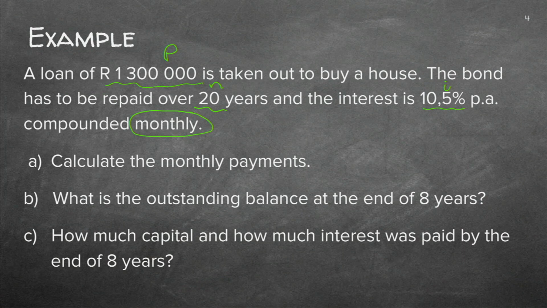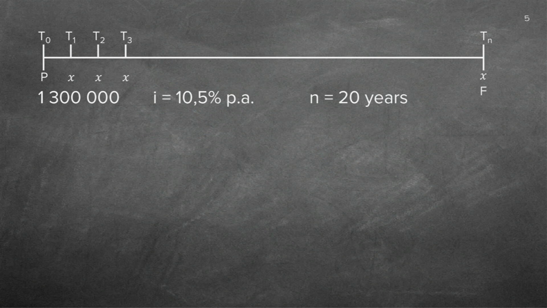If you take out a loan, as I said previously, 99.9% of the time you are paying back monthly. Just make sure that it says monthly, but mostly it's monthly. So let's check. There are your three pieces of information that are given. What are they asking? Calculate your monthly payments. You agree with me? X is your monthly payment. So let's go in where there's space. There's your 1.3 million. I made a timeline. There's your 10.5%, which I don't like at all.